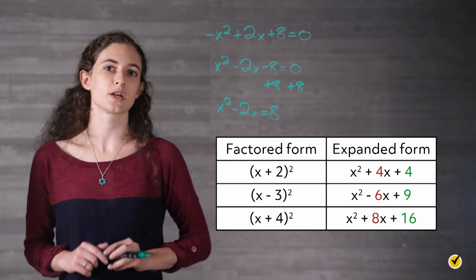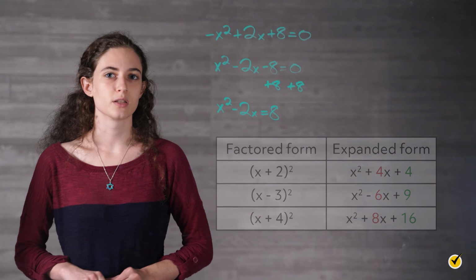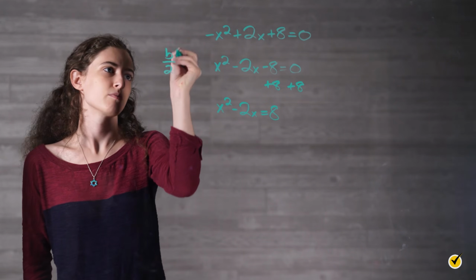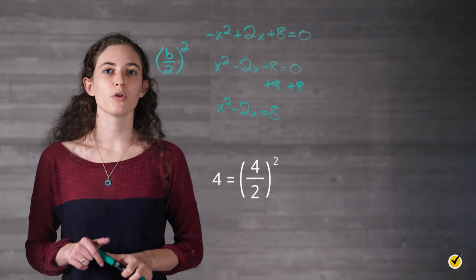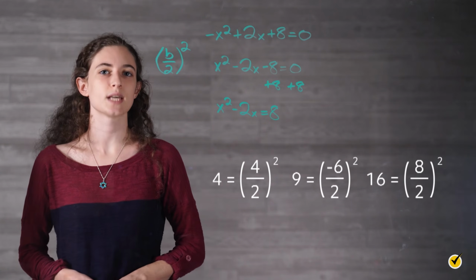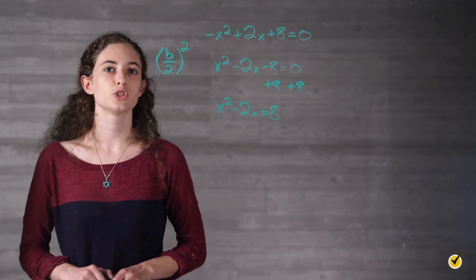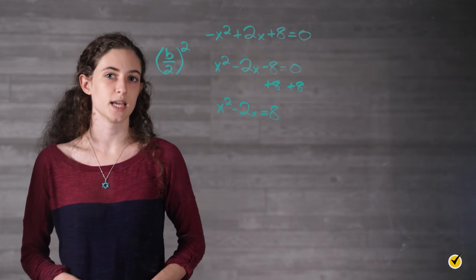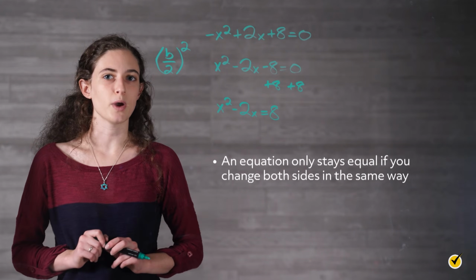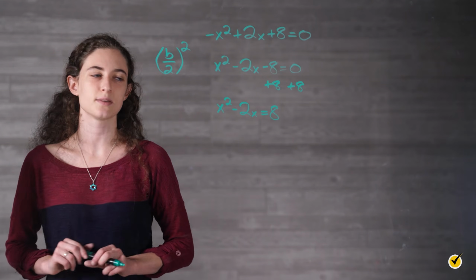Let's consider some perfect squares. To complete the square in our equation, we'll need to add a number to both sides of our equation. In the examples, notice that the number is b over 2 squared. 4 equals 4 over 2 squared, 9 equals negative 6 over 2 squared, and 16 equals 8 over 2 squared. In our equation, we'll add negative 2 over 2 squared, which equals 1, since our b is equal to negative 2. Remember, an equation only stays equal if you change both sides in the same way. So since we're going to add 1 to our left side, we also need to be sure to add 1 to the right side.